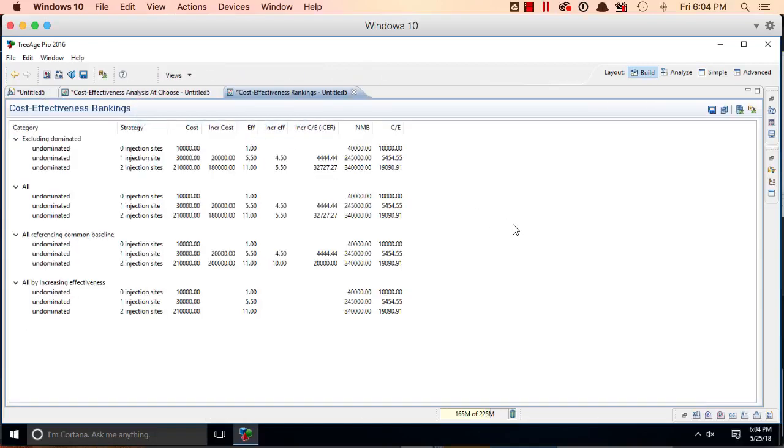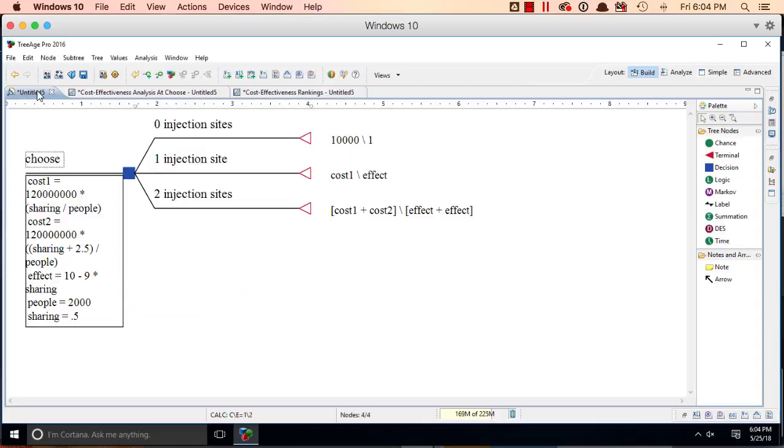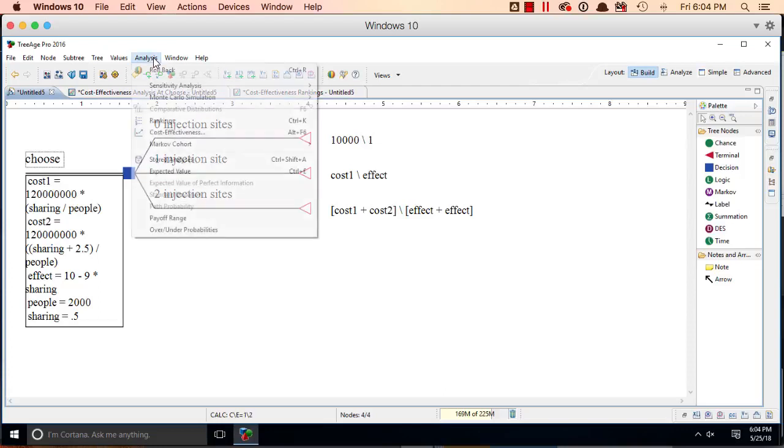And you can see that in the base case scenario where we set the number of injection drug users equal to 2,000 and the risk of needle sharing equal to 0.5 or 1/2 or 50%, that 2 injection sites is the most cost-effective option. You can see that ICER of 2 injection sites is $32,727. That's less than 50,000.